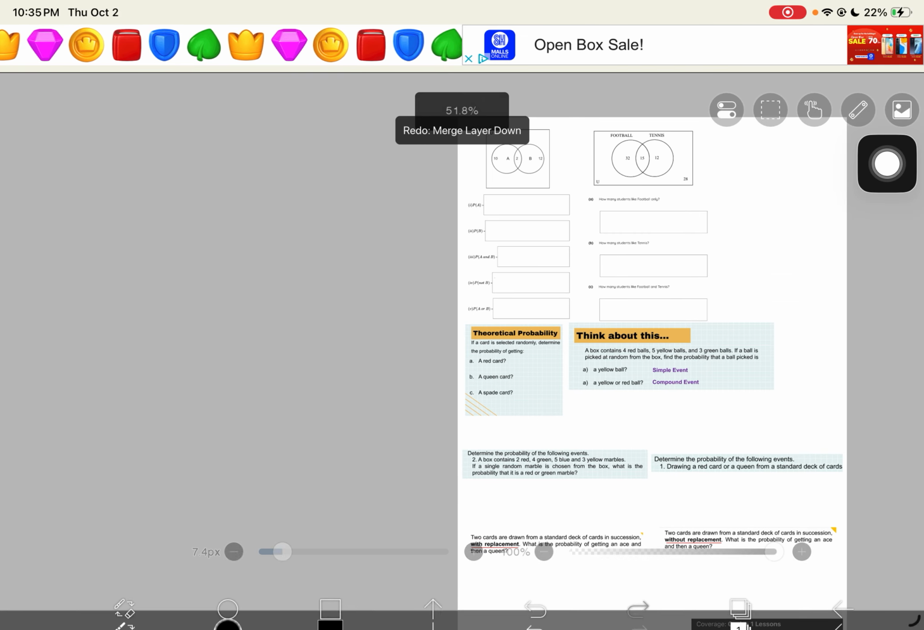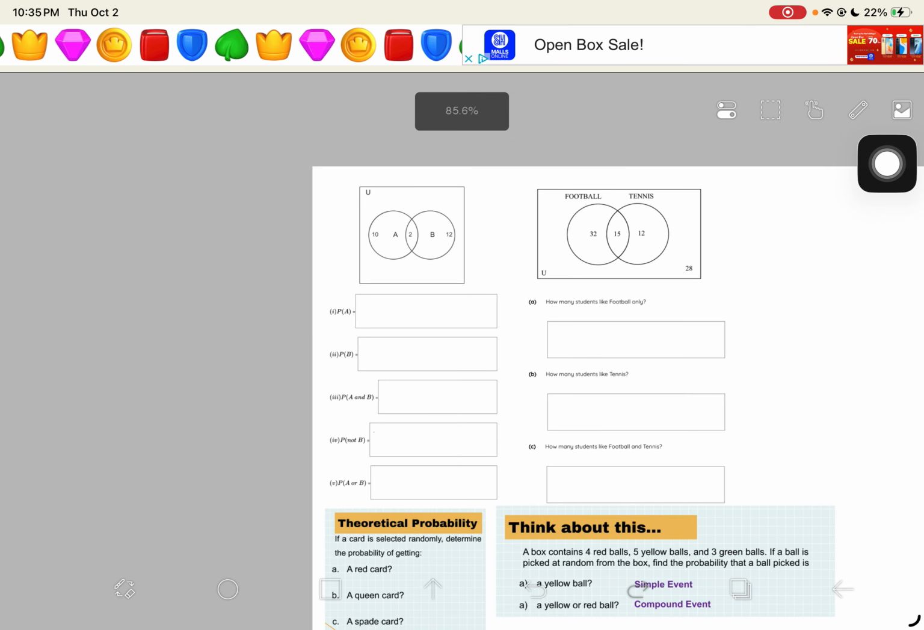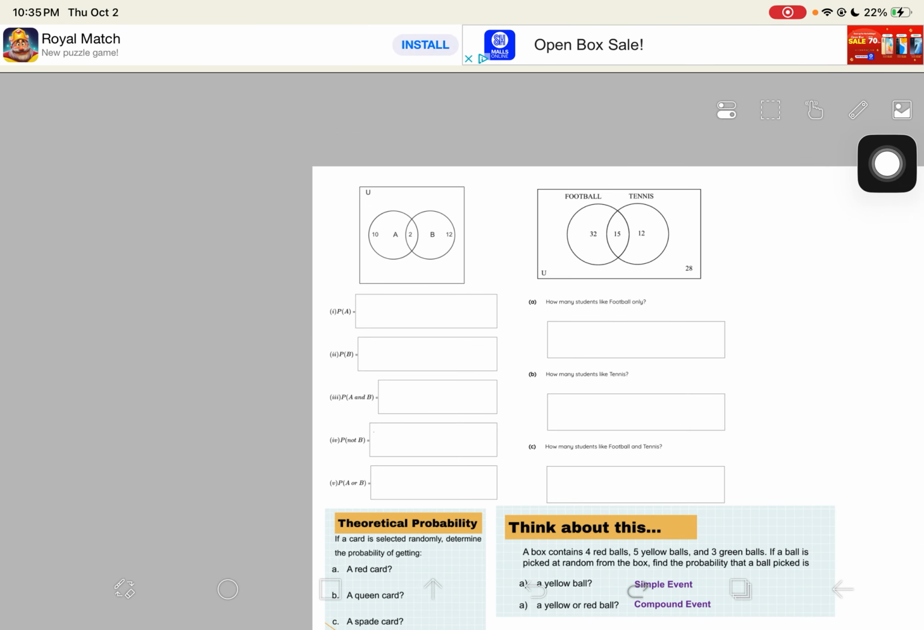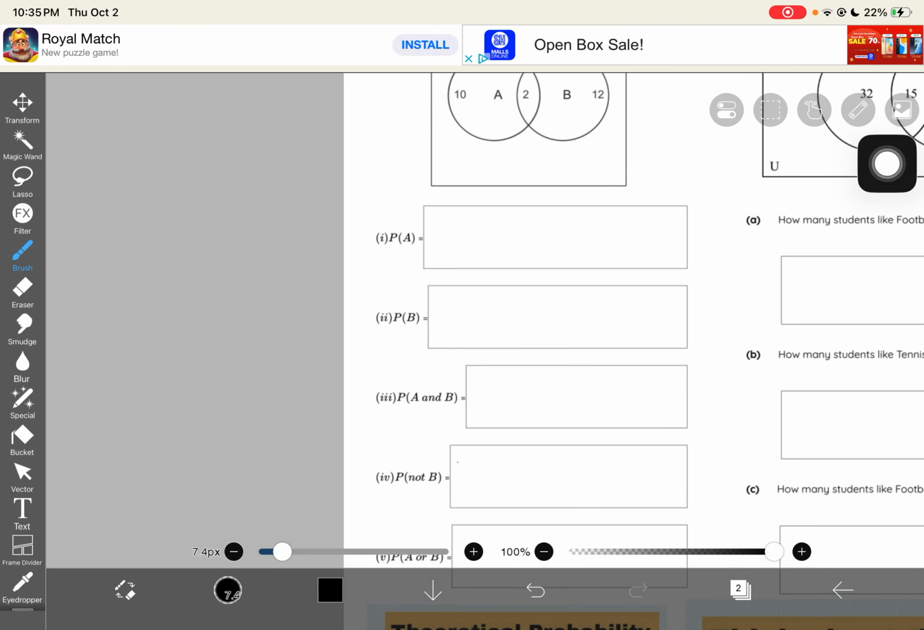So first, what I have over here is the first topic, the Venn diagram. So let's talk about it. I'm going to show you how to read sets.